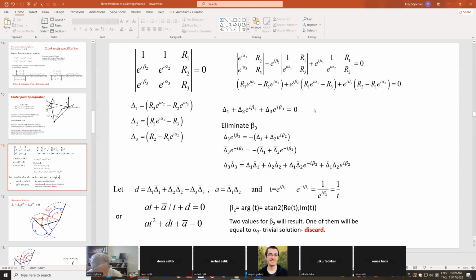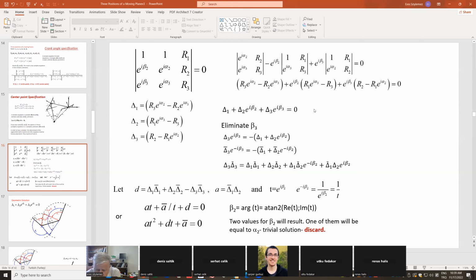You have seen such complex numbers in the mechanisms course. If I want to solve this equation, I have one complex equation, which is two scalar equations. I have two unknowns, beta 2, beta 3. I should be able to solve them. In complex numbers, rather than taking the real and imaginary parts of this equation, I take this equation and its complex conjugate.